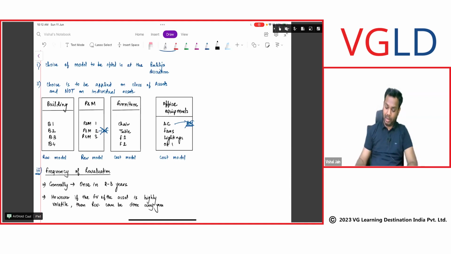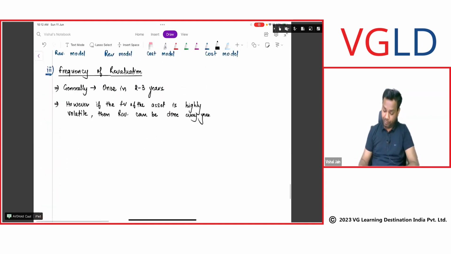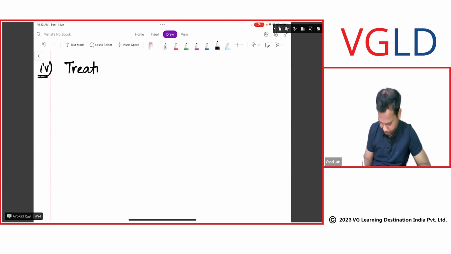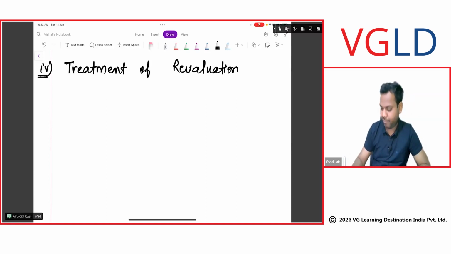So this is the frequency for revaluation. Now, fourth point is treatment of revaluation gain or loss.